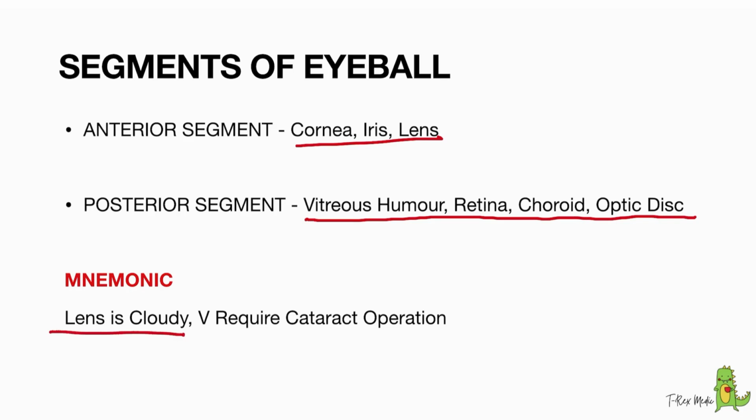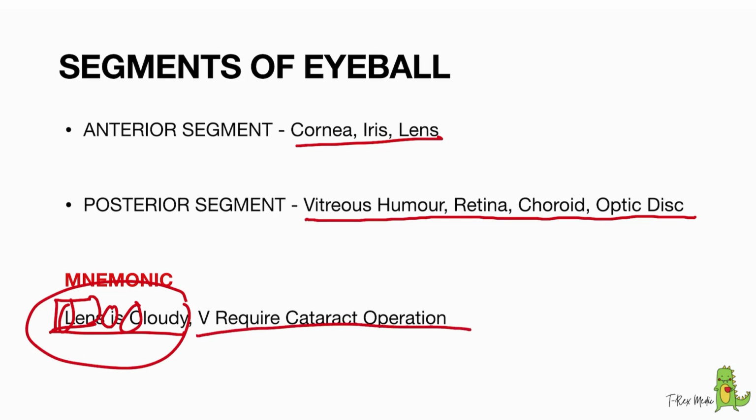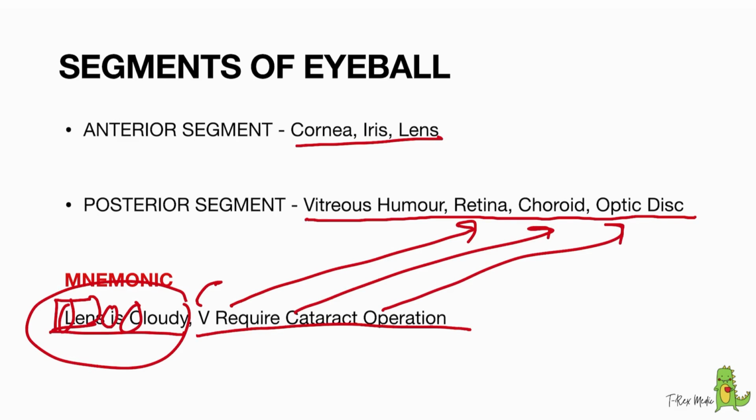The mnemonic is "Lens is cloudy." So L is lens, I is iris, C is cornea. This would be the anterior segment. We require cataract operation. V is vitreous humor, R is retina, C is choroid, and O is optic disc. This will just help you remember. This is a mnemonic made by me.